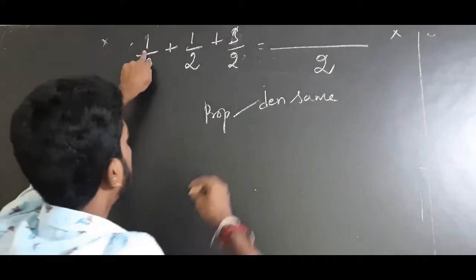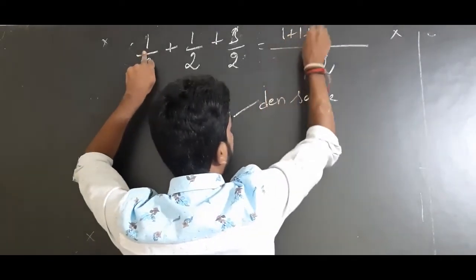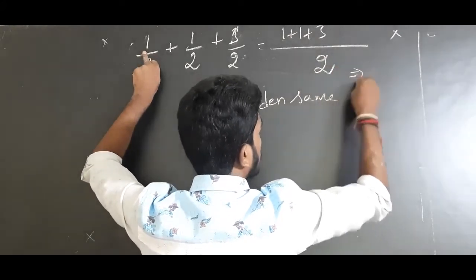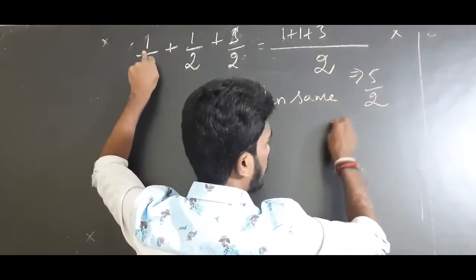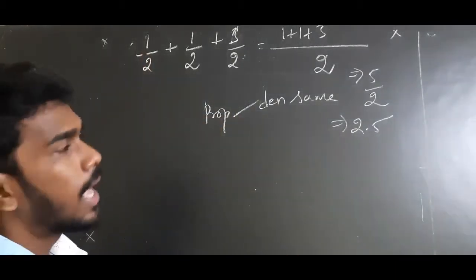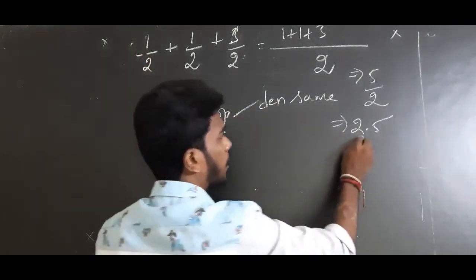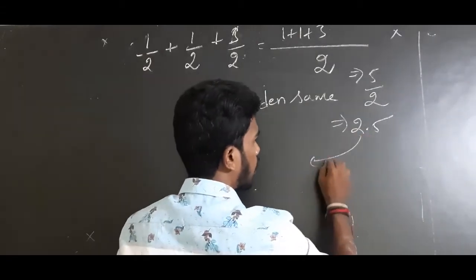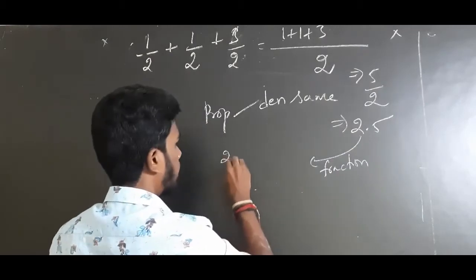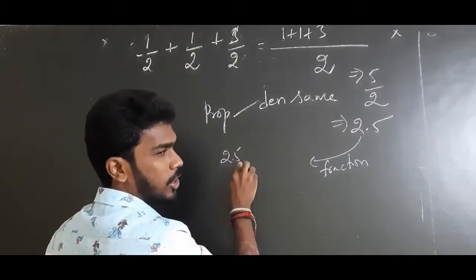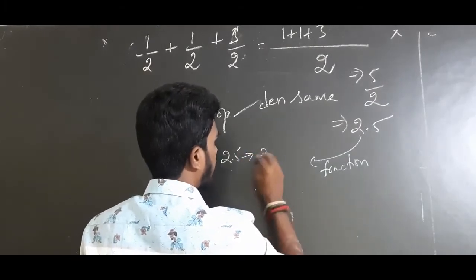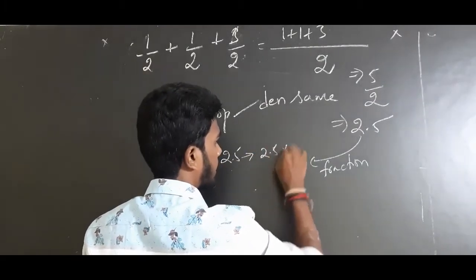Then you have to write 1 plus 1 plus 3. So 1 plus 1 is 2, 2 plus 3 is 5, so I get 5 by 2. If you divide this, you will get 2.5. Got it? Again, if you are given any decimal value and want to convert it to a fraction, like 2.5, after the point how many digits are there? One digit.